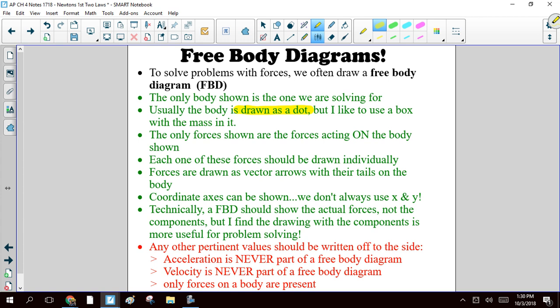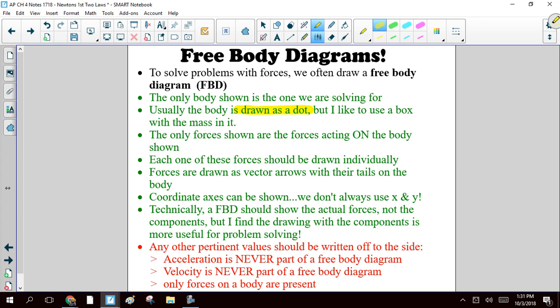The only forces we care about are the forces that act on that object. So if we're talking about pushing a box, all we care about are the forces that are on the box. We do not care about the forces acting on the person. We know Newton's third law: if I push a box, the box pushes me. But usually what we care about is the box, and thus all we care about is the force of me pushing the box.